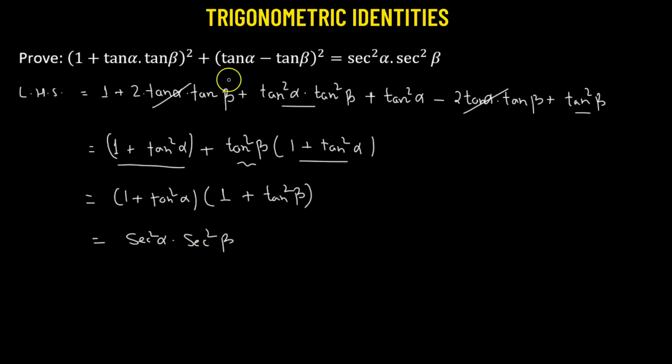The reason behind this is we have a standard identity, 1 plus tangent squared theta equals secant squared theta. So in the first case we have theta represented by alpha, so we got secant squared alpha, and in the second case we have theta represented by beta, which gave us secant squared beta for 1 plus tangent squared beta. So this is the expression on the right hand side. So hence we have successfully showed that the left hand side is equal to the right hand side.